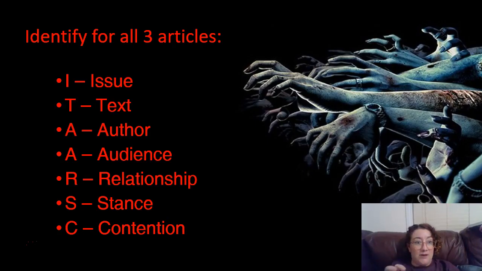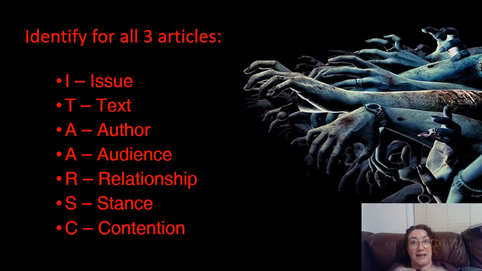The other thing I would do while I'm in step 3, doing my annotation, is make sure I identify, this says all 3 articles, that's for year 12s, you only have 1, so don't panic. Identify for your article what the issue is, what the text is, so is it an opinion piece, an editorial, a blog post, what is it? You also need to find the authorship details, like title and author. Audience, so who is it written for? Who is the target audience? Who would read this?